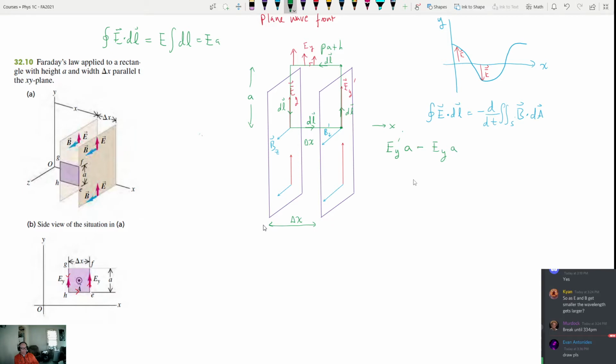Everyone on board so far? The right-hand side of the equation, we need to find B dot dA.